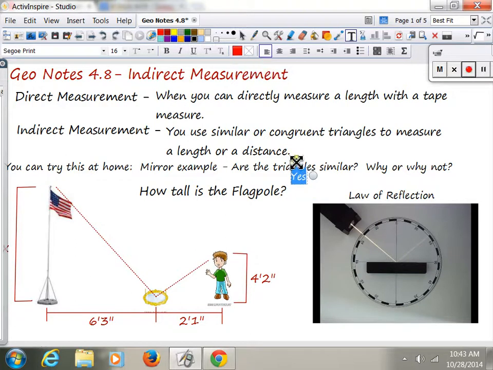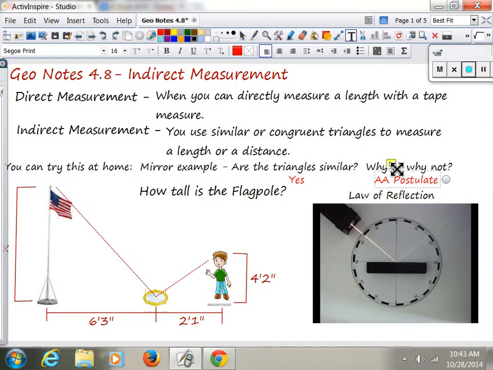Is it AA? Is it SSS? Is it SAS? Those were the three ways that we learned to show that triangles are similar. It's not SAS. It is AA. AA postulate. Let me change this to red so we can see the answers a bit better. Okay, it's the AA postulate.